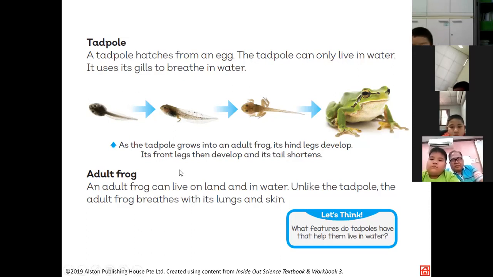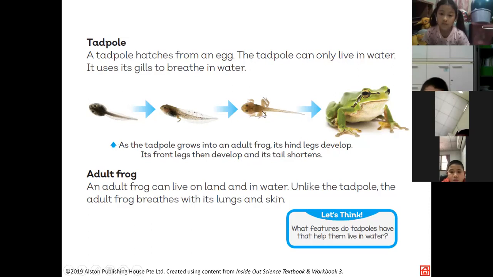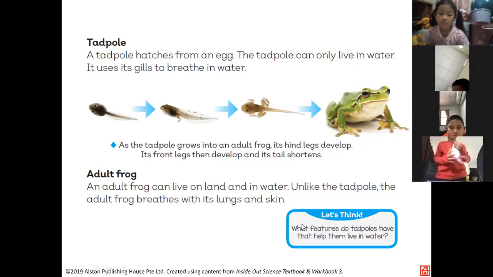And as the tadpole grows into an adult frog, its hind legs develop. It's from legs, then develop, and its tail shortens. So look at this one. You can see the legs here. So these are the legs of the frogs, and then adult frogs. So an adult frog can live on land and water. Unlike the tadpole, adult frog breathes with its lungs and skin. So the adult frog, they can live in water and they can live on land.